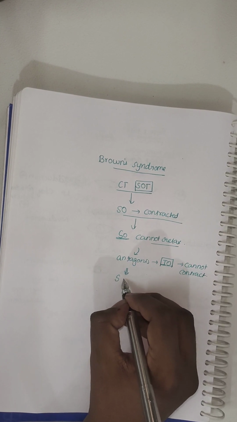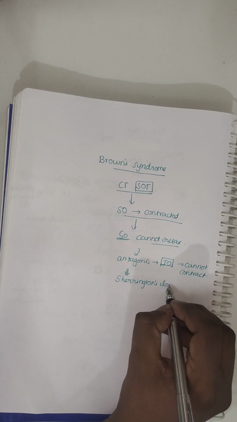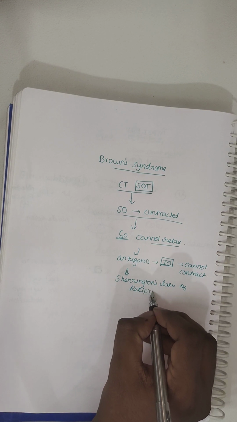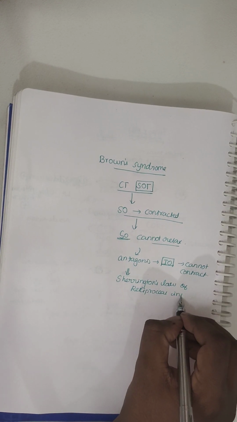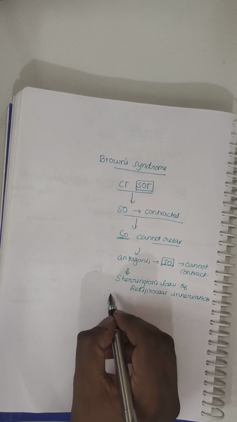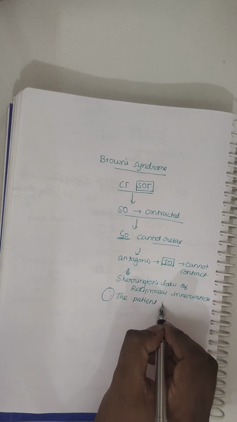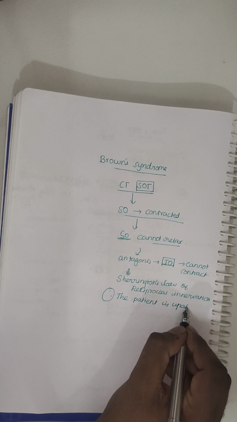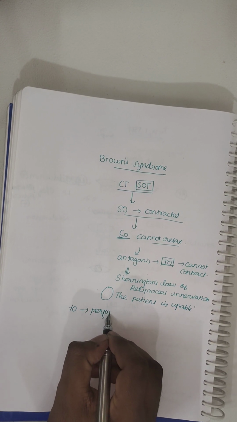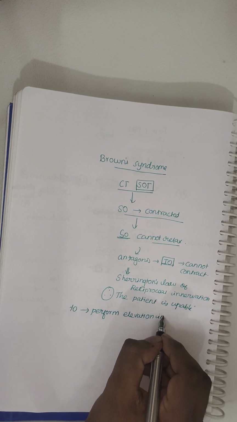That is Sherrington's law of reciprocal innervation. Therefore, the patient is unable to perform elevation in adduction.